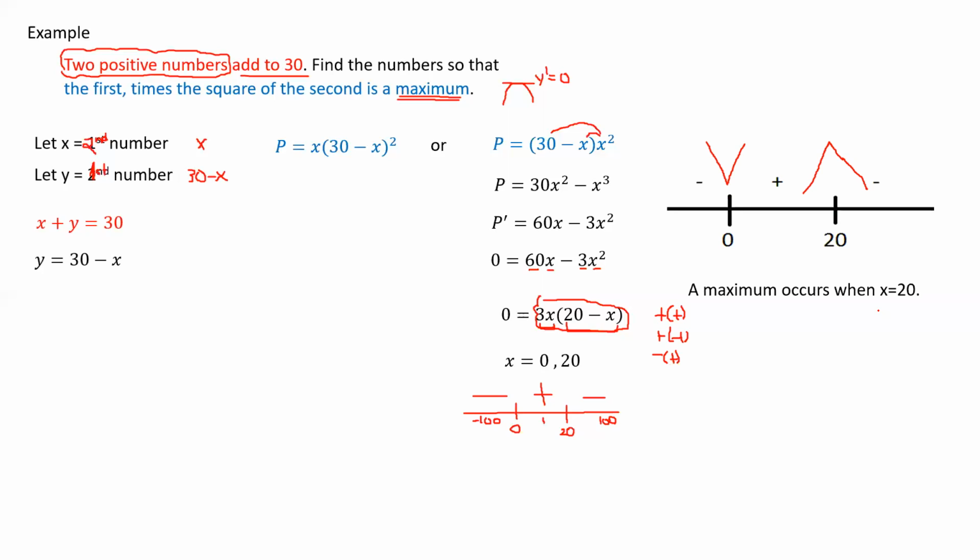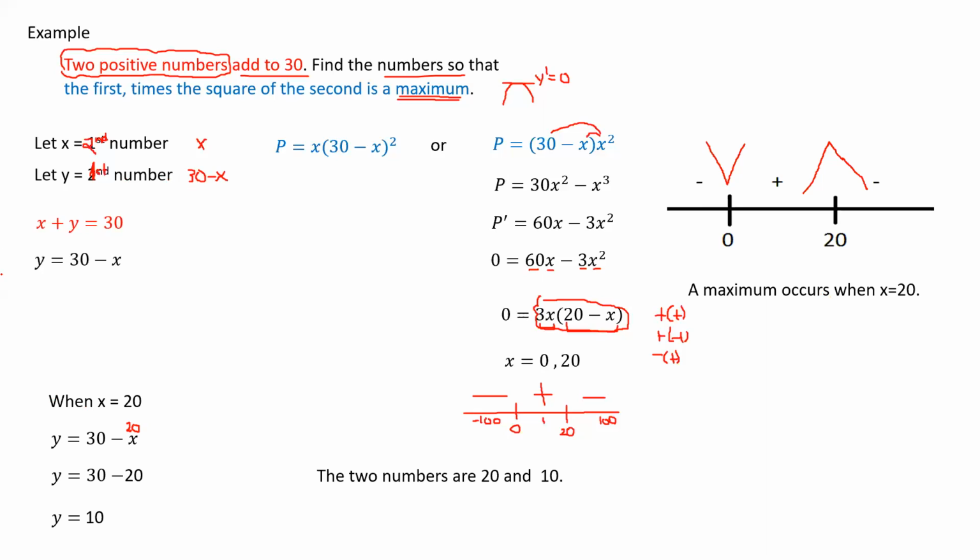Nice work, us. But what was the question? The question was find the numbers. So we're not done. We have to find out what y equals. So when x equals 20, we said y was equal to 30 minus x. So we'll put the 20 in here. And so y equals 10. All right, so the two numbers are 20 and 10.